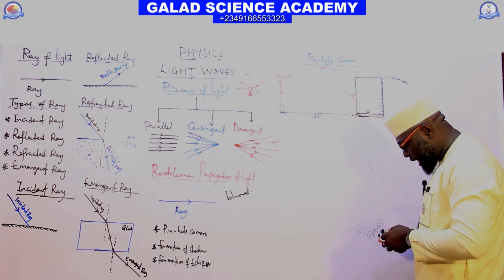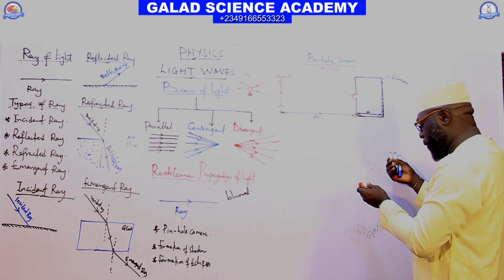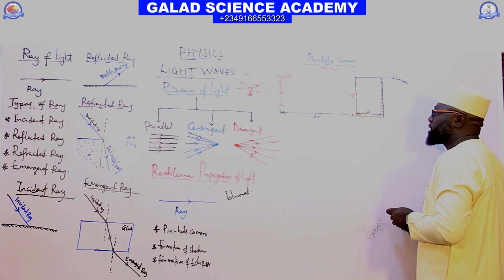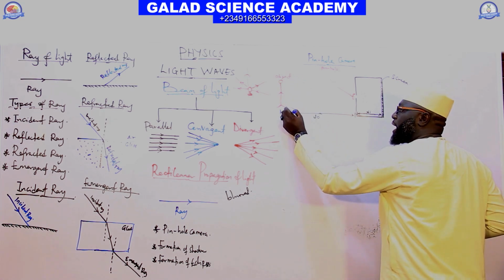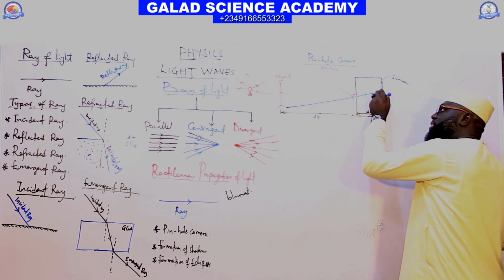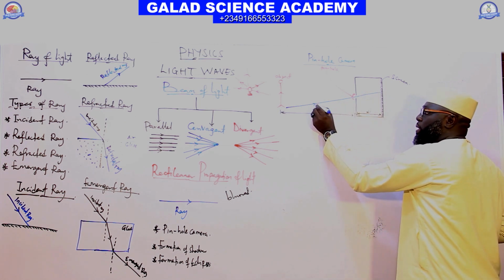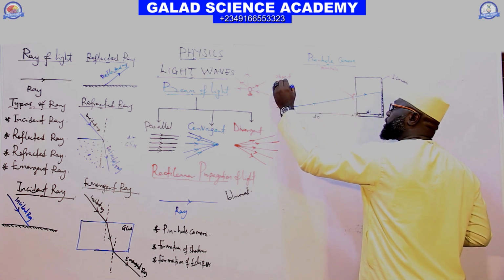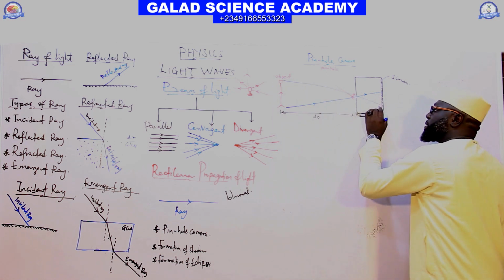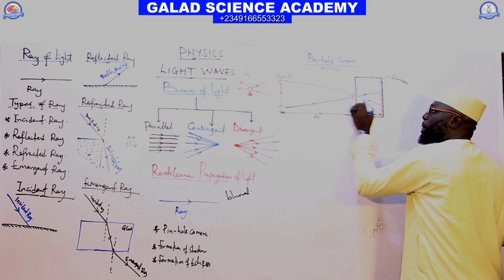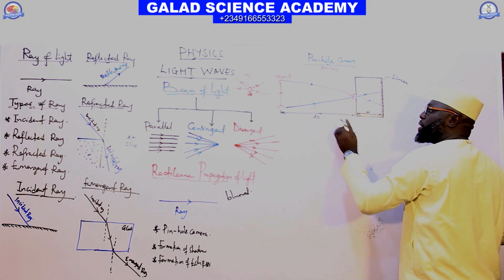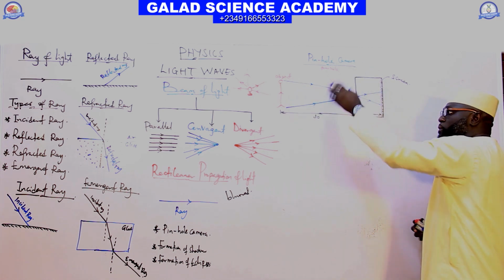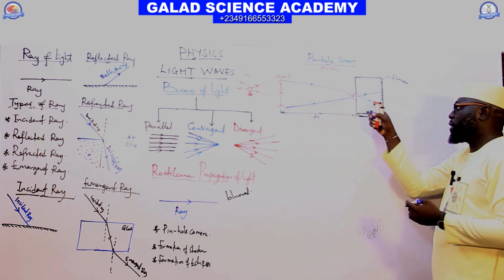So let us look at how the image forms in this. Here, the ray of light will come like this. Another ray of light will come like this, from head to this. So you can see that this is the head now, like this.